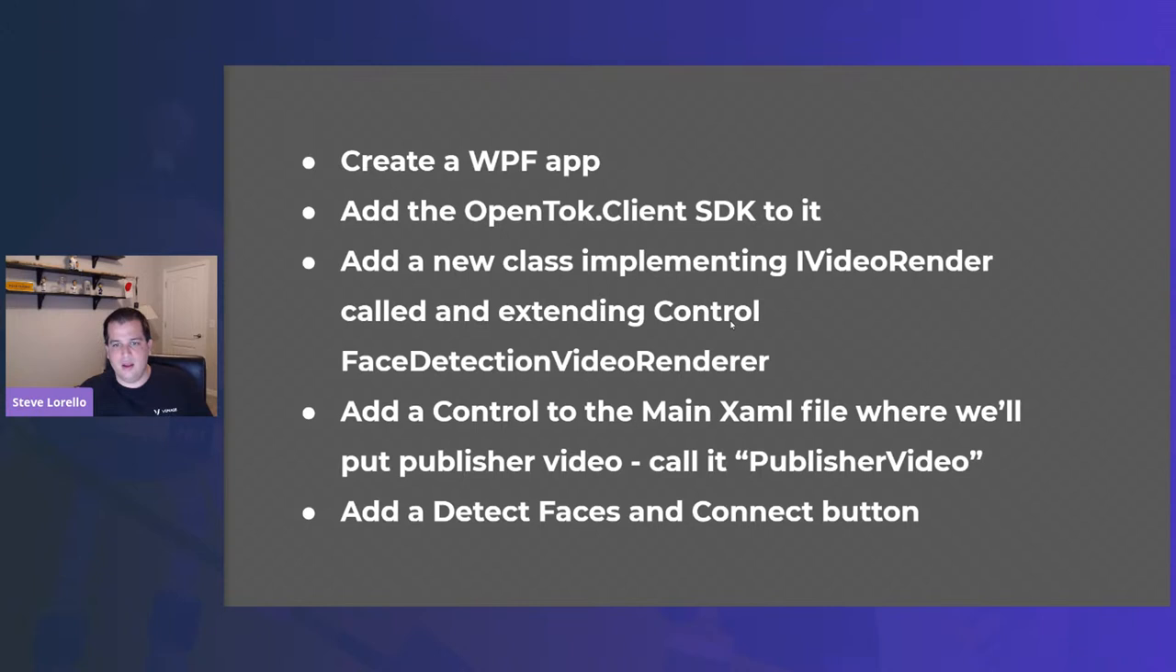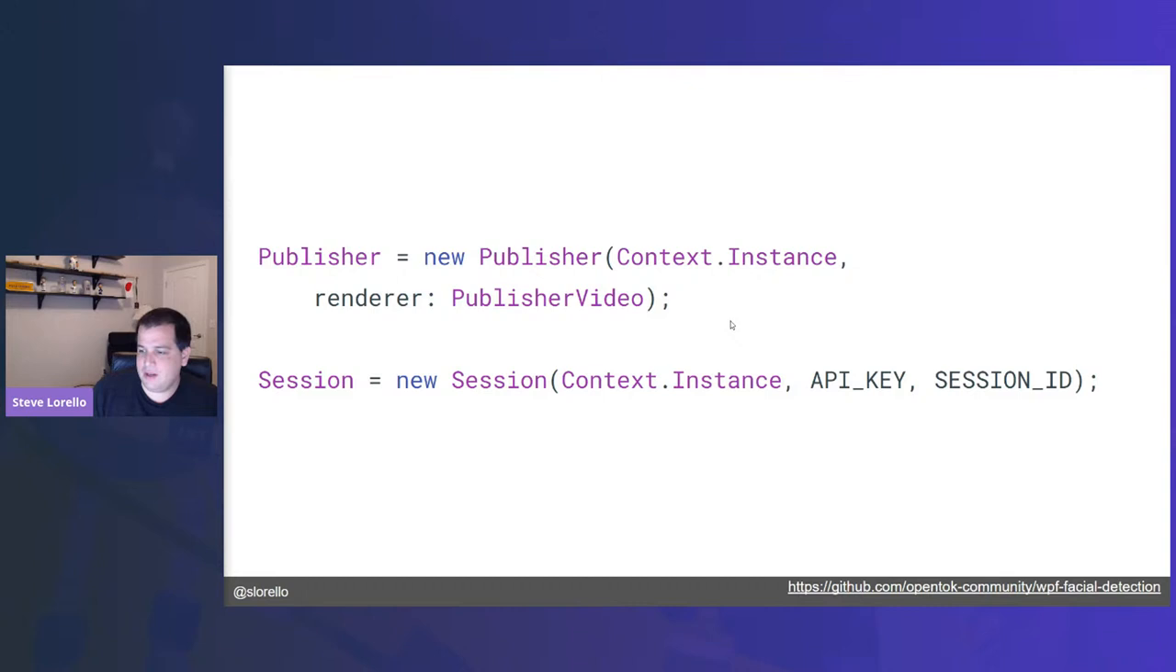Then we're going to be adding one of those to a main XAML file. And we're going to add that FaceDetectionVideoRenderer to the layout. And we'll put that in the bottom right-hand corner. And that's where we're going to display our publisher's video. Also, we're going to add a detect faces and a connect button. We'll use those later.